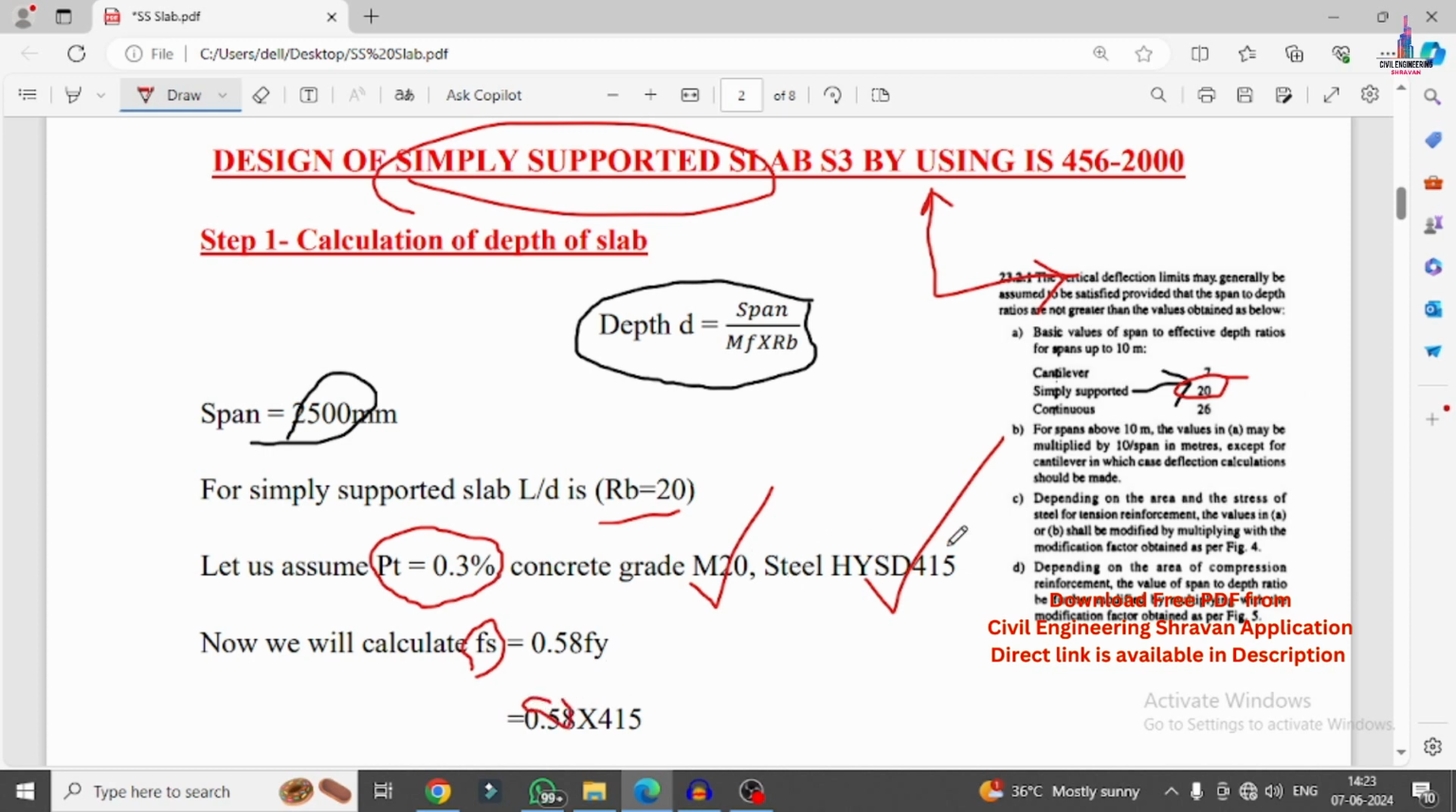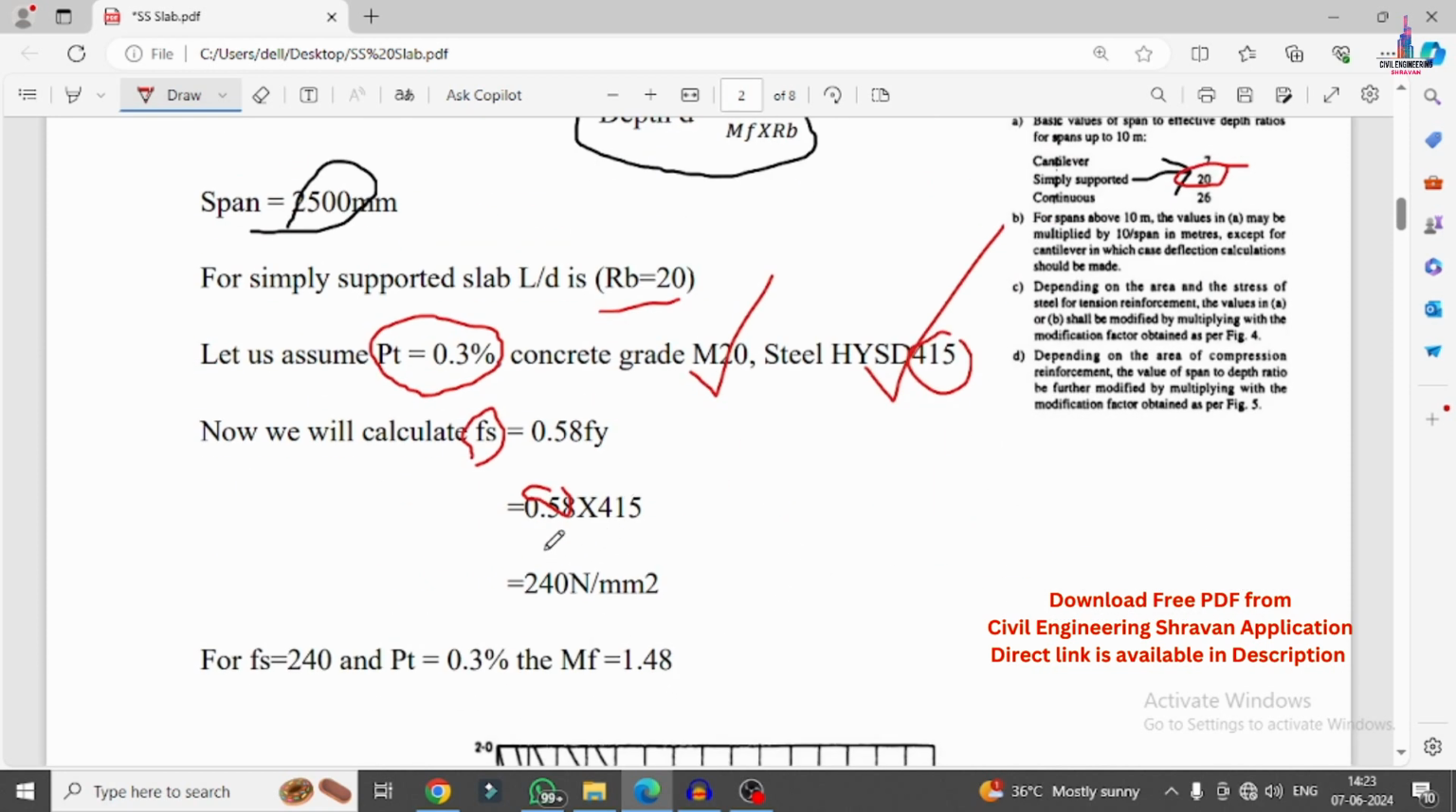0.58 multiplied by 415, which is the grade of the steel. If I substitute this value, it comes to approximately 240 Newton per mm square, which is the value of fs we have to consider for this building structural model.